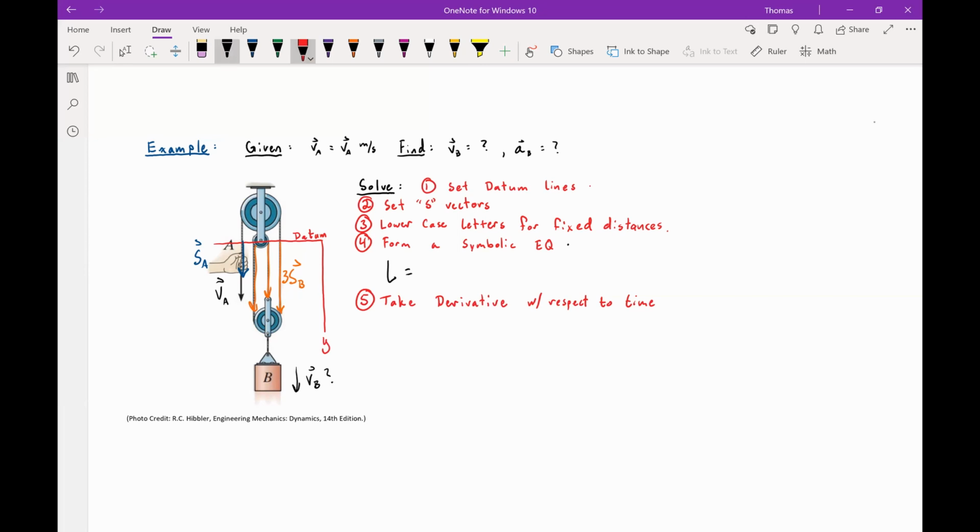The elements in Step 2 and Step 4 work to describe the same physical object. As such, we can set these elements equal to each other. Once we do that, your equation should look like L equals S of A plus 3S of B.